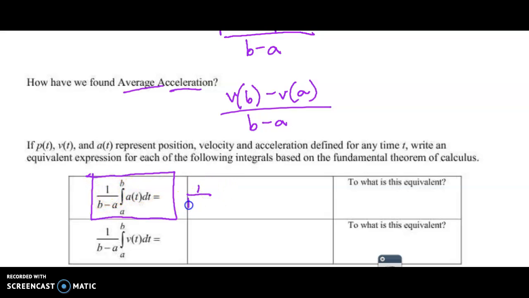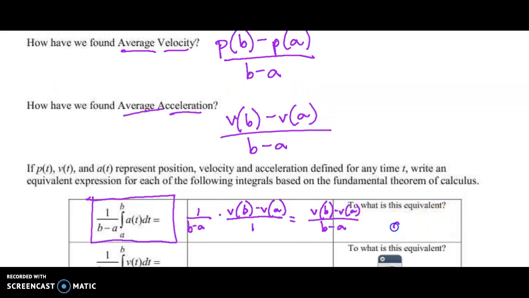Let's just rewrite 1 over B minus A real quick. The integral from A to B of a of t dt is equal to V of B minus V of A. Now, remember when we multiply fractions, that's the same as multiplying straight across. So we're looking at V of B minus V of A over B minus A, which is equivalent to average acceleration.